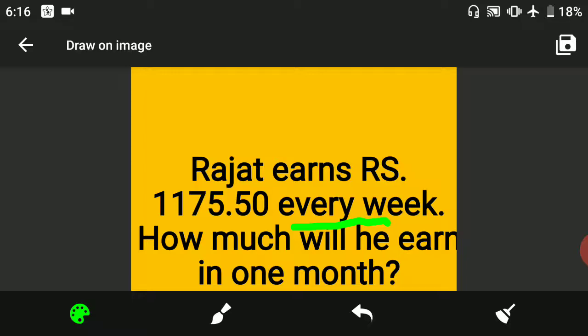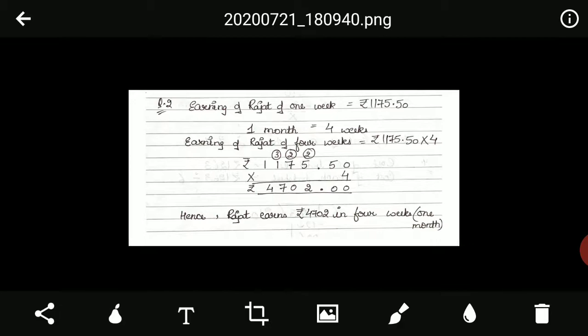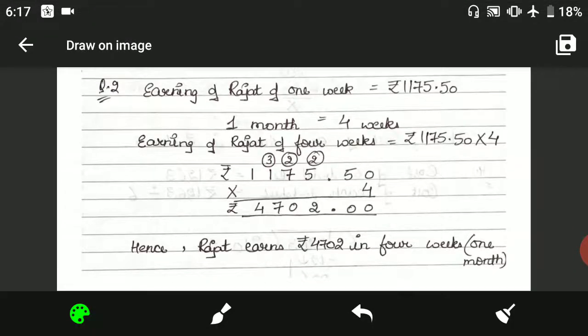First of all, you must know how many weeks are in 1 month. Clear? So see, earning of Rajat in 1 week, we will write 1175.50. 1 month has how many weeks? 4 weeks. So you write 4. Clear? Then earning of Rajat for 4 weeks. What do you do? In 1 week he is earning this money. Then in 4 weeks how much? Means many you are finding again, so you will do multiplication again. So you multiply both the numbers.